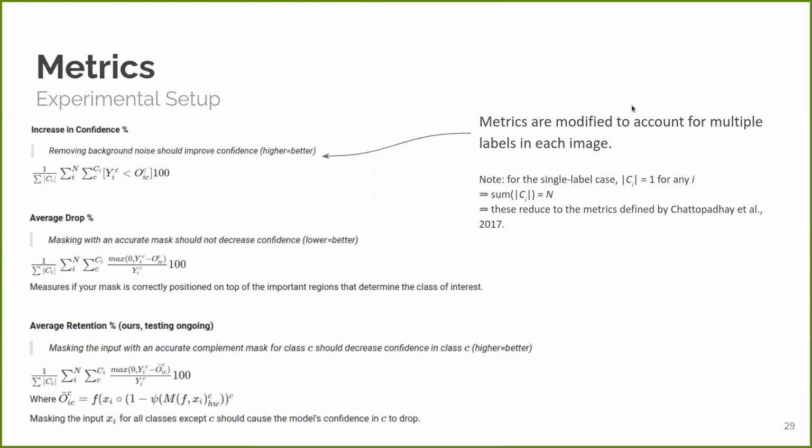We consider the following metrics. The increase in confidence and average drop metrics are merely extensions of the ones defined by Chattopadhay et al. in the multi-label case, and they attempt to measure the explaining maps of all detected labels. We also propose the average retention metric, which measures the decrease in confidence for class C if the input is masked with the complement of the explaining map for C. We expect methods that cover most sections of large objects to have high average retention.